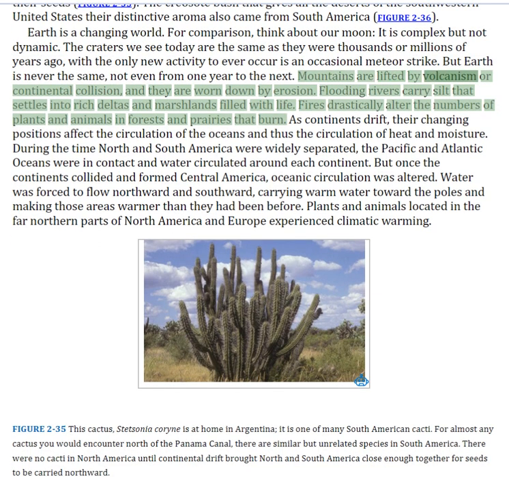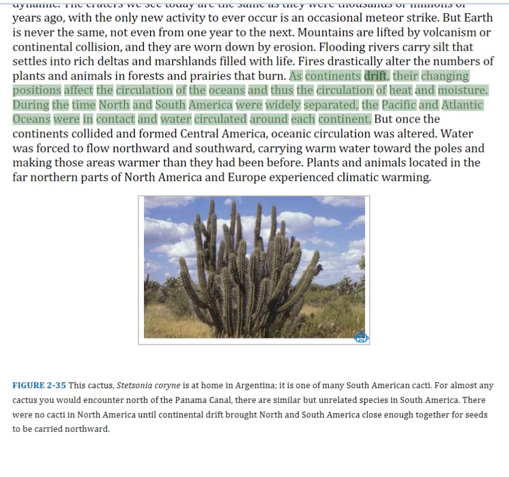Mountains are lifted by volcanism or continental collision, and they are worn down by erosion. Flooding rivers carry silt that settles into rich deltas and marshlands filled with life. Fires drastically alter the numbers of plants and animals in forests and prairies that burn. As continents drift, their changing positions affect the circulation of the oceans and thus the circulation of heat and moisture.